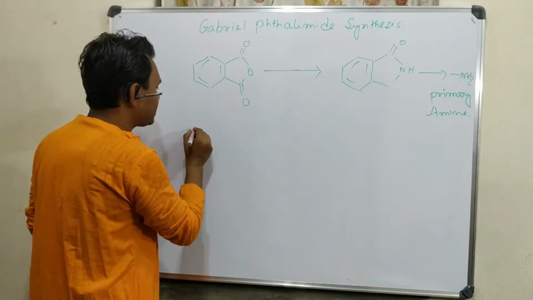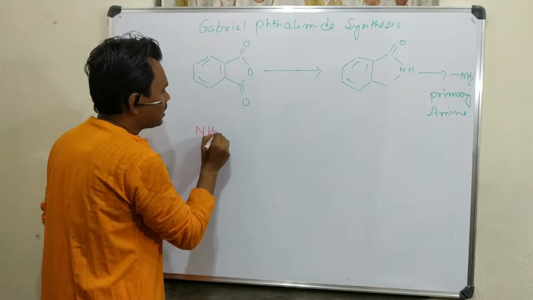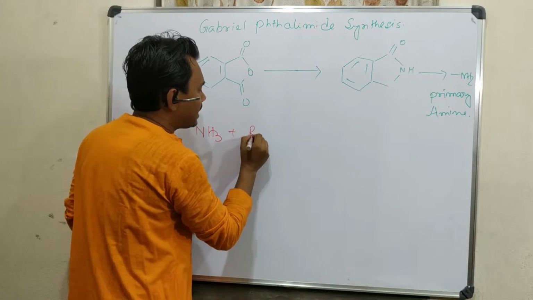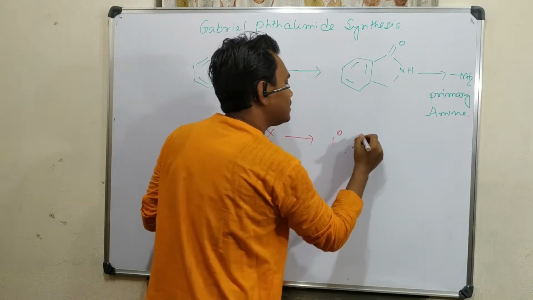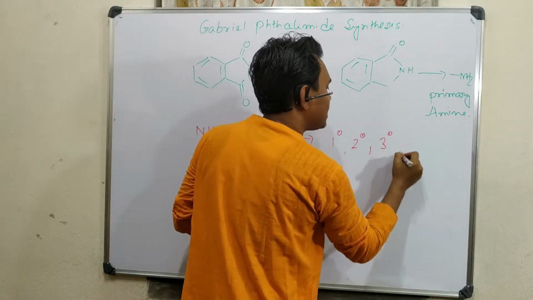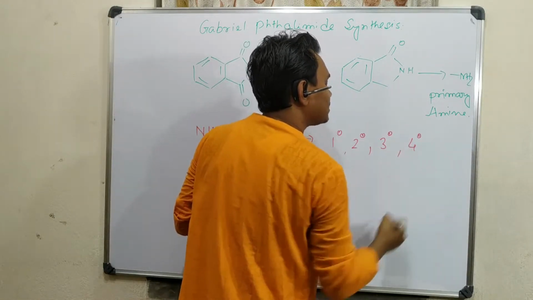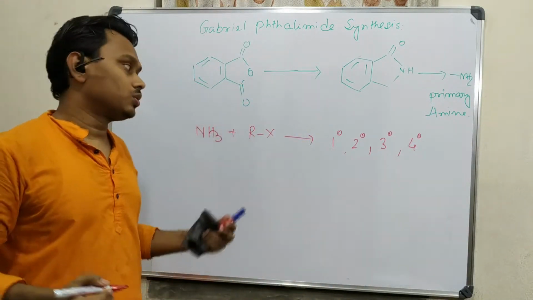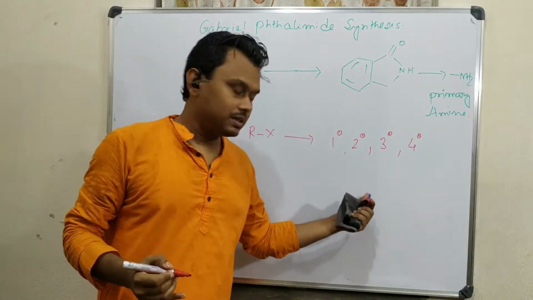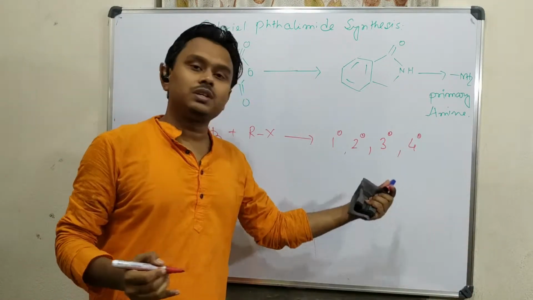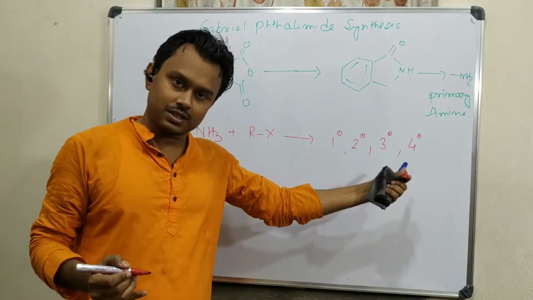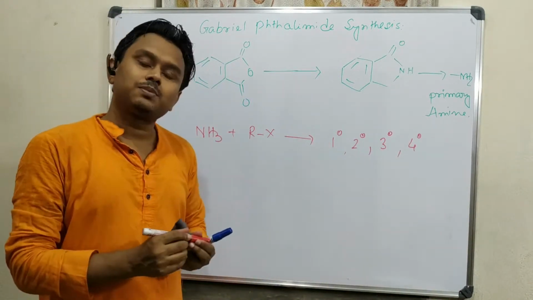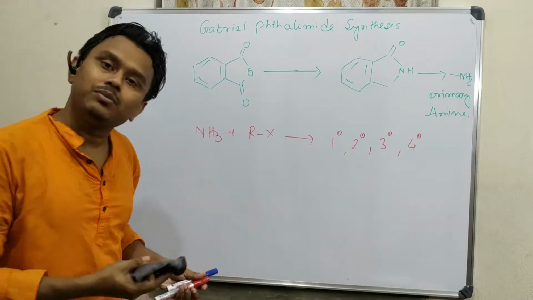If you react directly with ammonia and alkyl halide, it will produce primary, secondary, tertiary as well as quaternary ammonium salt. So we need to separate all of this, and this is actually the Hinsberg method of amine separation. I will explain this in a separate video. So today we will explain how to prepare primary amine selectively.